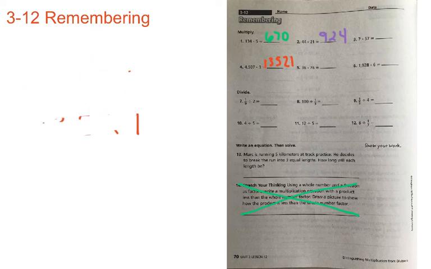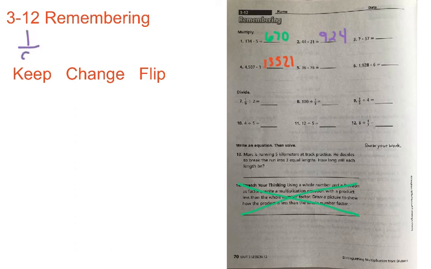And we are going to go ahead into our next section, and here we are dividing. And remember, we have our great little chant when we're dividing. Keep, change, flip. And I'm going to have my little chant right here. Keep, change, flip. Number 7, what we have is 1/9 divided by 2.